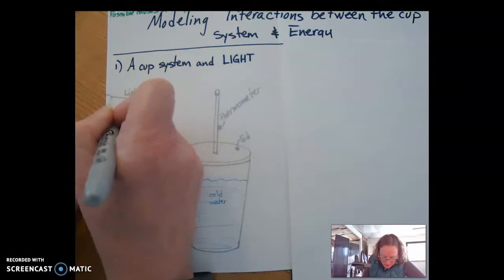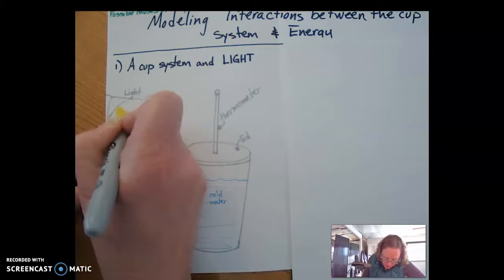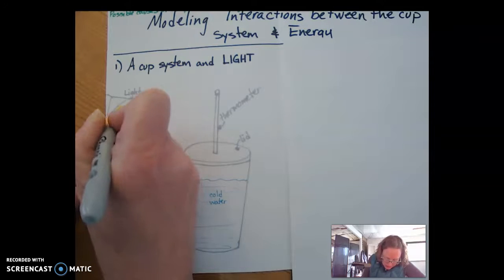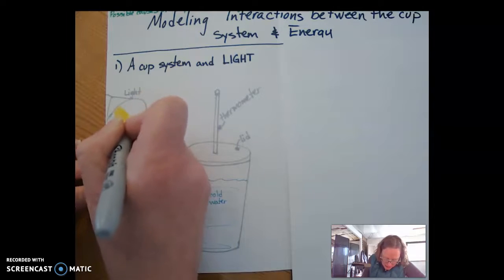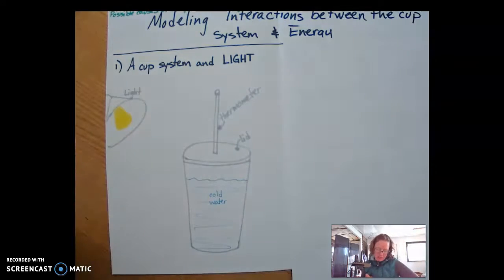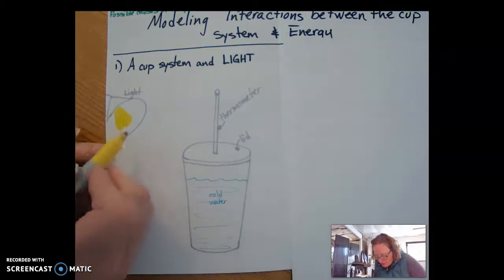to show where the light is coming from. Now, you could draw other sources of light, right? Perhaps the sun, or a different kind of lamp, or a heat lamp, whatever you feel inspired.